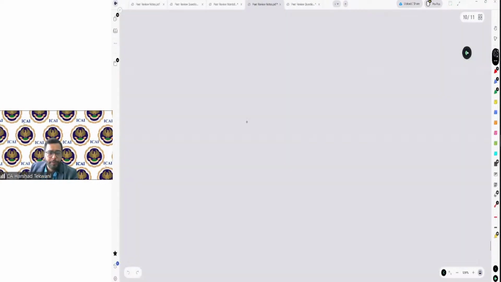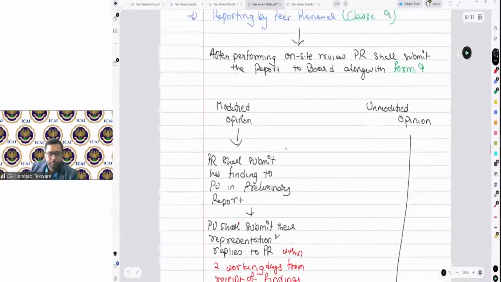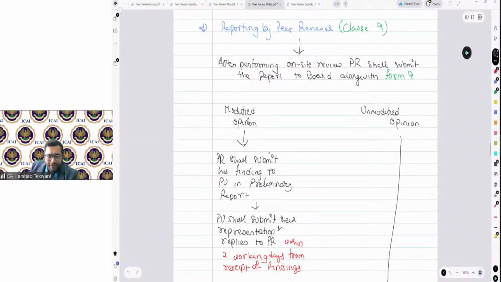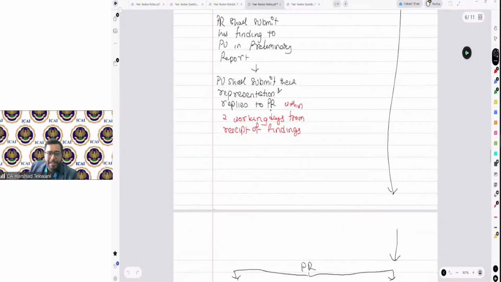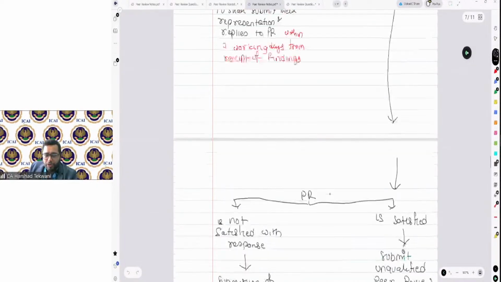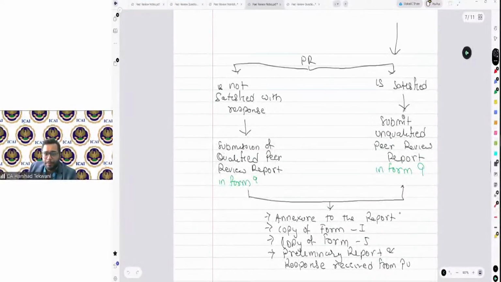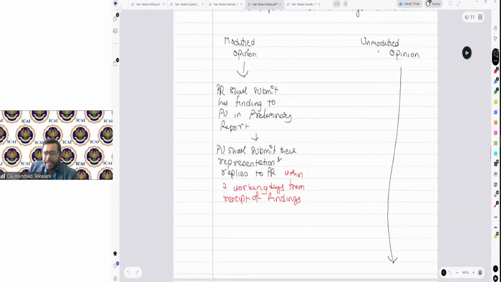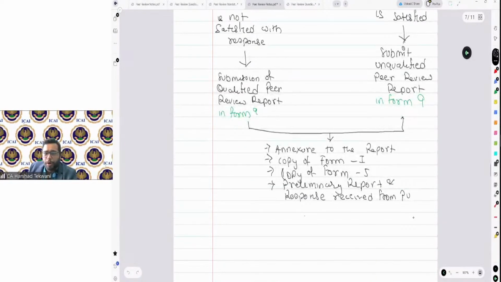If I go back to the notes, we talked about unmodified opinion and modified opinion. In case of modified, we talked about the preliminary report. The practice unit shall submit their representations, and then, whether satisfied or not satisfied, the final report is issued. But if it is an unmodified opinion, they can directly issue the final report, because the peer reviewer is already satisfied and can submit the final report in Form 9. There is no need for a preliminary report.